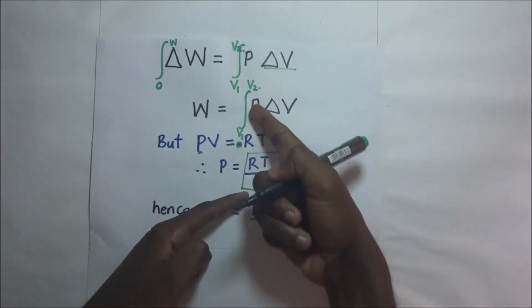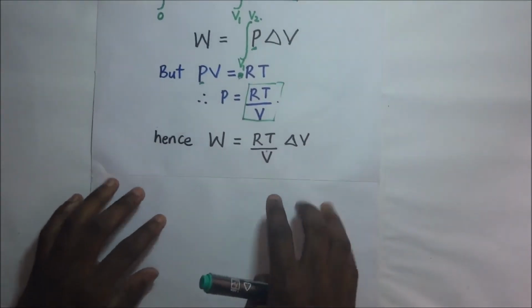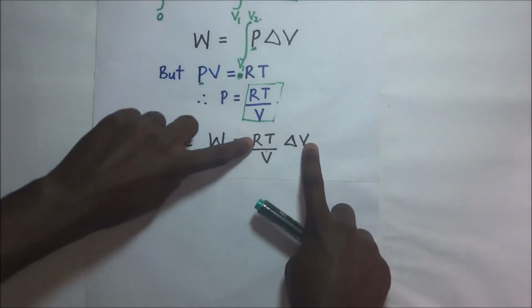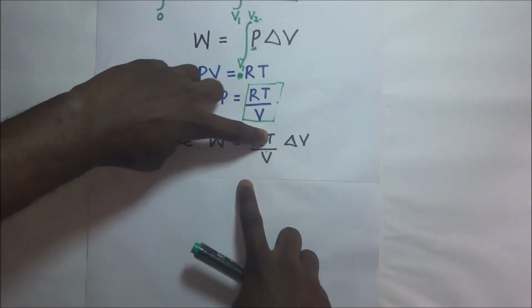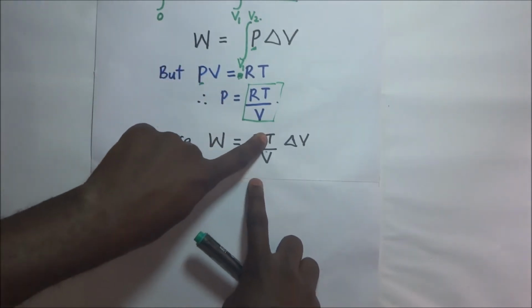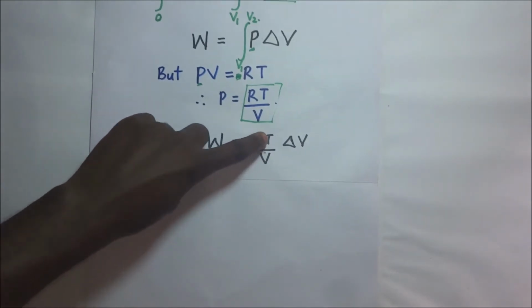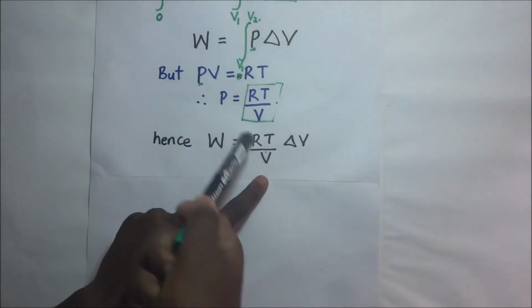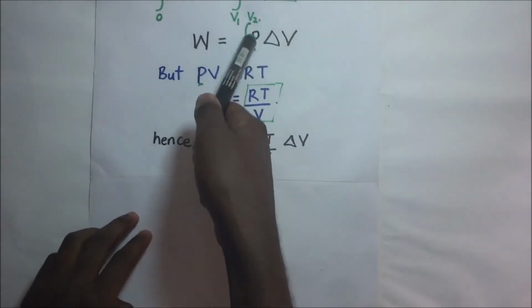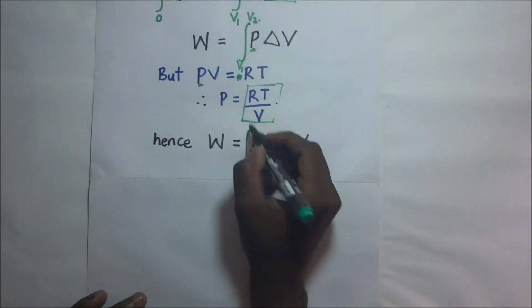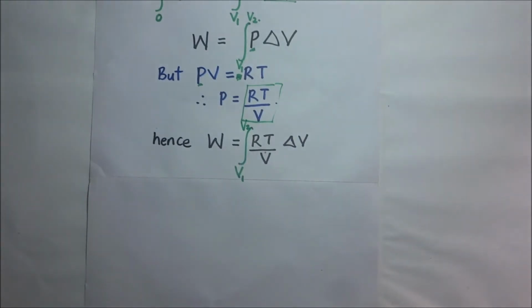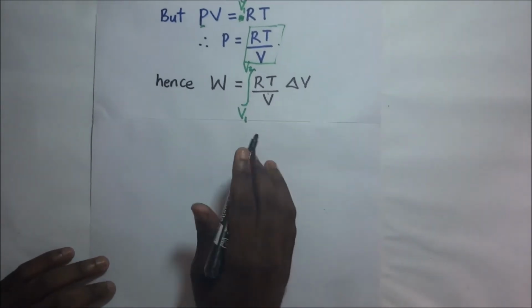When you substitute this expression, we end up with our value of work giving us RT over V times change in volume. We know that R is a constant. Since it's an isothermal process, T is also a constant value, and then we have V. So we go ahead and integrate. Remember, we substituted this from this point. So we shall continue with our integration from V1 to V2, and get the expression for the work done for an isothermal process.